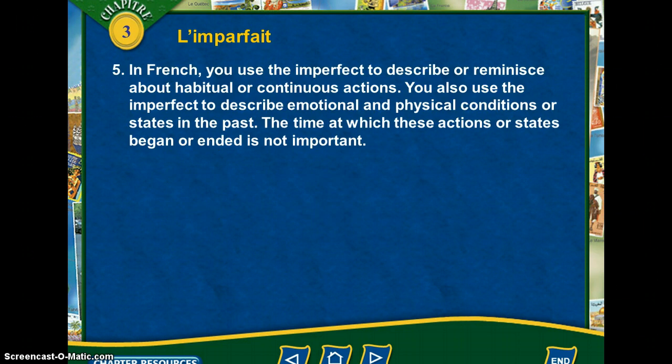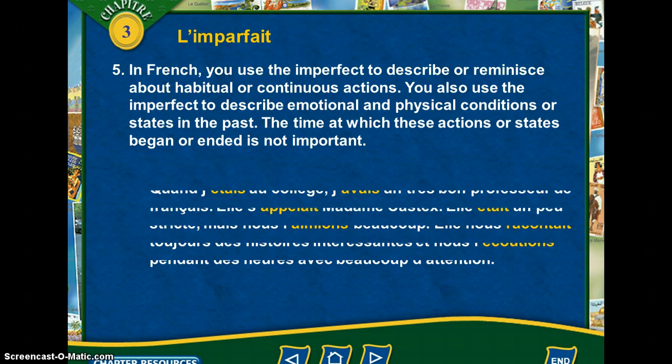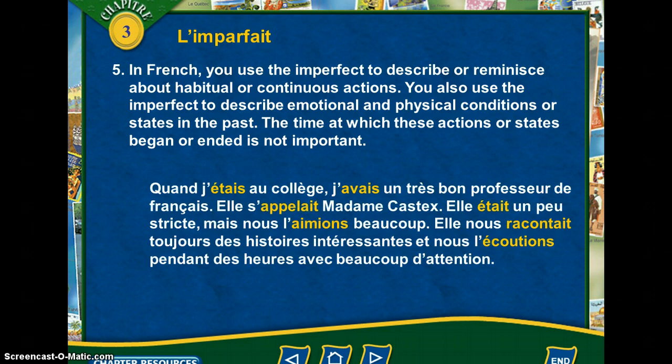In French, you use the imperfect to describe or reminisce about habitual or continuous actions. You also use the imperfect to describe emotional and physical conditions or states in the past. The time at which these actions or states began or ended is not important. So if you look at this paragraph, we see that it's covering these situations.